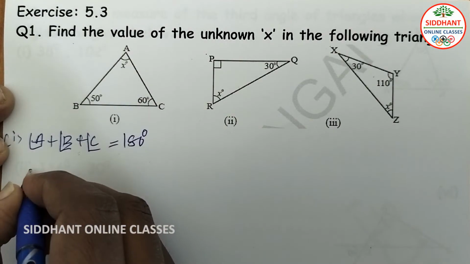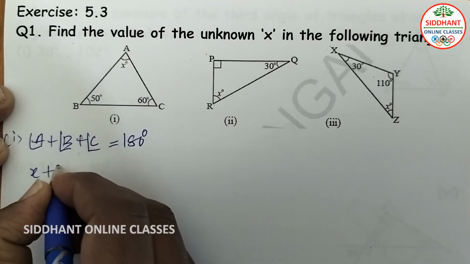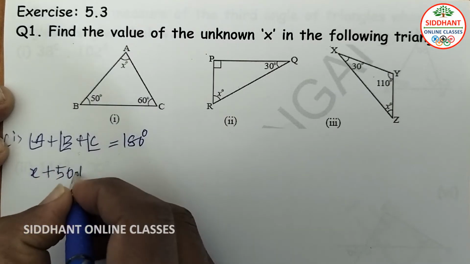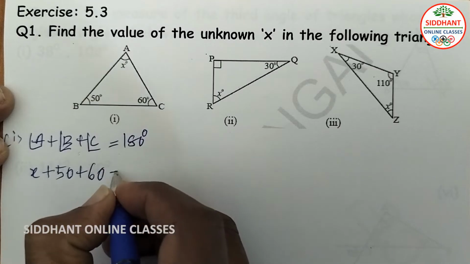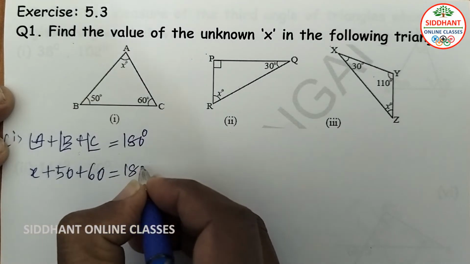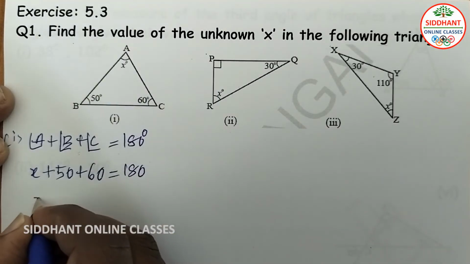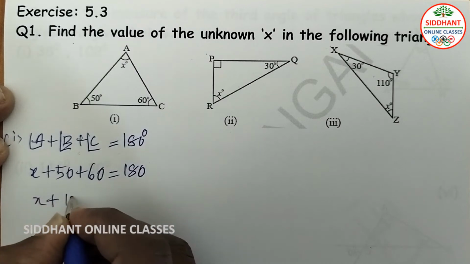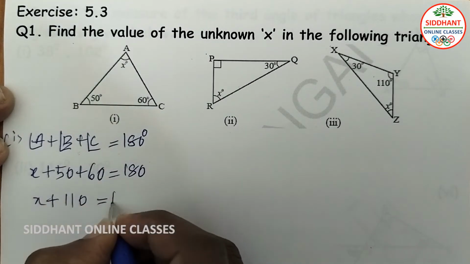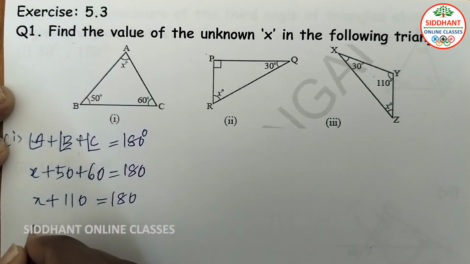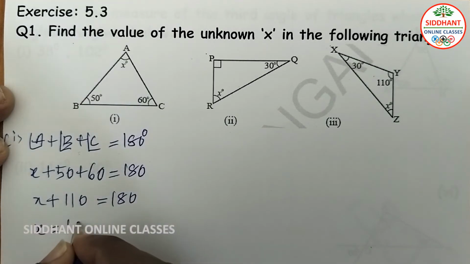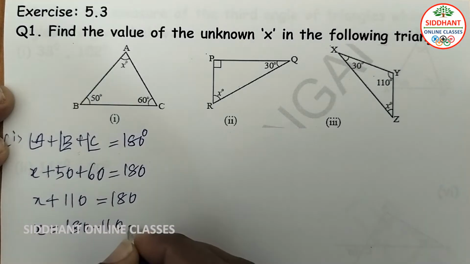So now angle A is x here, and angle B is 50 here, and angle C is 60 here. That is equal to 180, and 50 plus 60, that is 110, that equal to 180 here, and x is equal to 180 minus 110, that equal to 70 degrees here. So this is angle x.